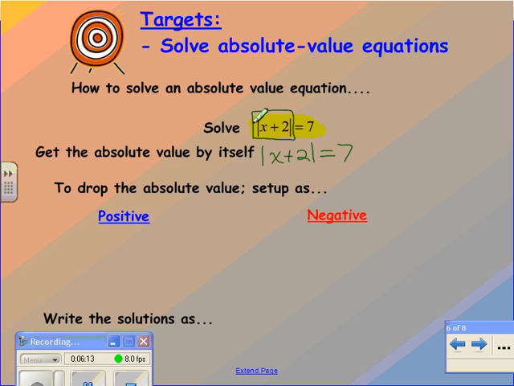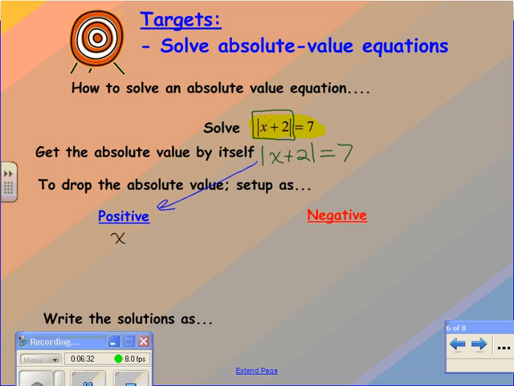So the next thing I want to do is drop the absolute value. Again, I set it up as one positive, one negative. To set up my positive, I'm going to bring this over this way, and I'm going to get rid of the absolute value signs. So I'm going to rewrite this as a little one-step equation of x plus 2 is equal to positive 7.